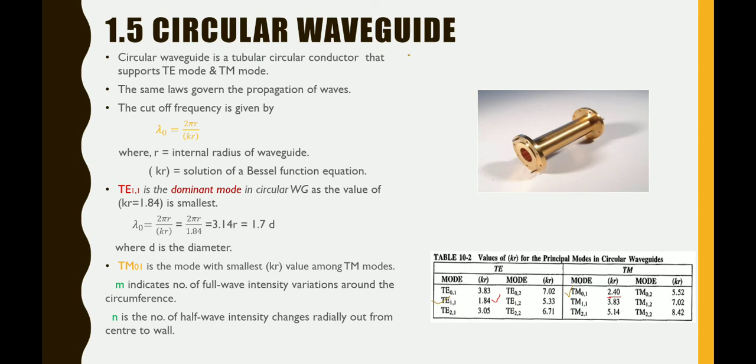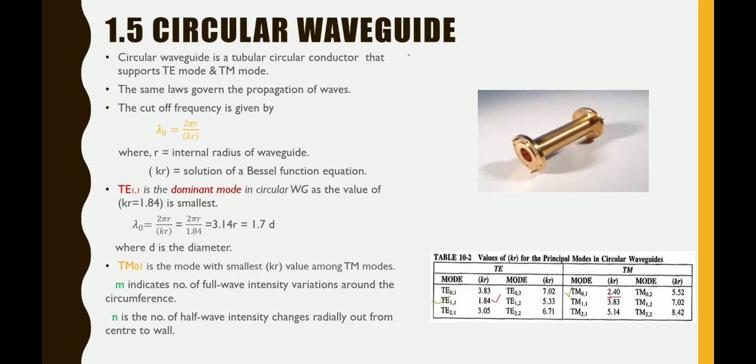So for TM mode, TM01 is, in a way, the lowest frequency that can be propagated through the circular waveguide, and in TE mode, TE11 provides the lowest frequency that can be propagated.